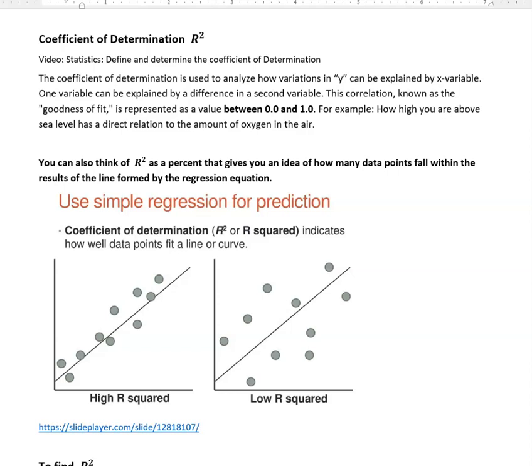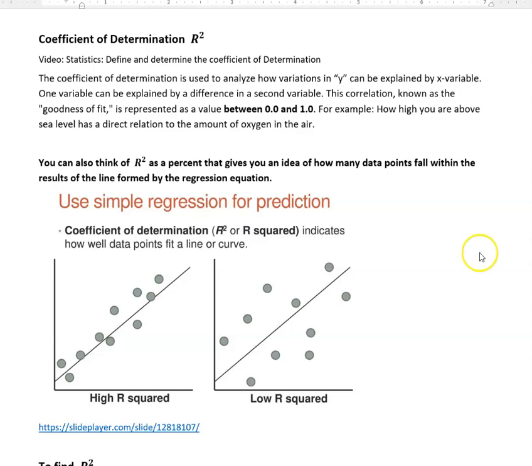An example of a strong coefficient of determination would be how high you are above sea level has a direct relationship to the amount of oxygen in the air. So the higher you go in altitude, there's a very direct relationship in how much oxygen you have in the air. You can think of R squared as a percent that gives you an idea of how many data points fall within the result of the line formed by the regression equation.